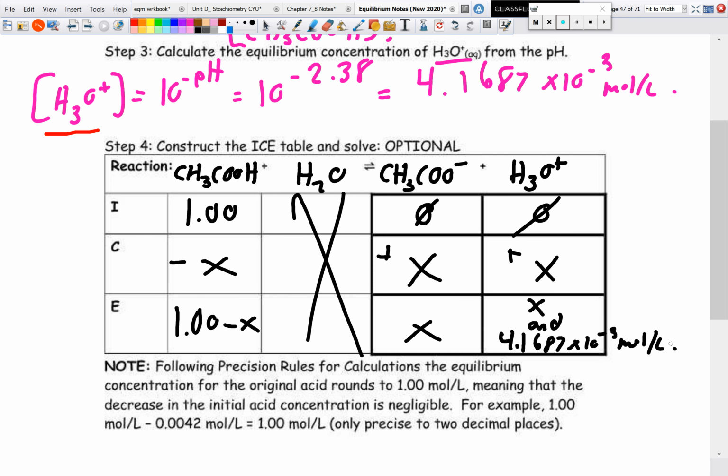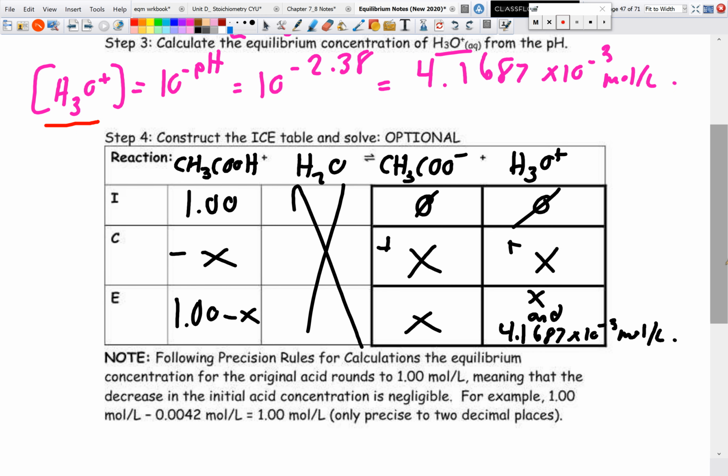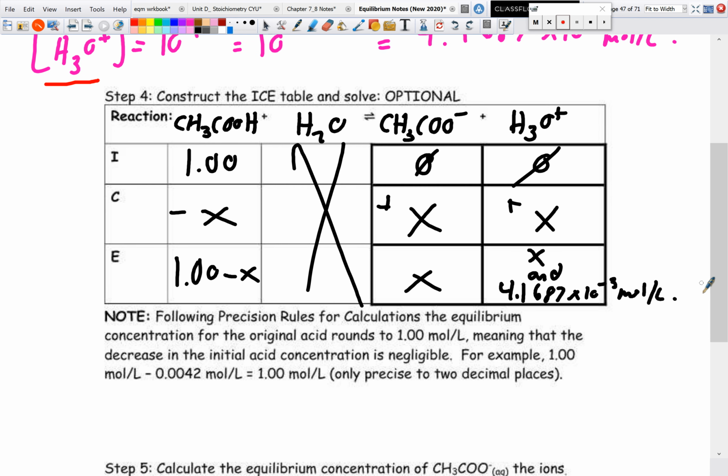Because you can equate two of these to get something. Now, there is a little note here on the precision rule, and that is basically if you do have an extremely small number, let's say x is super small and we try to subtract it from 1, then the 1 is kind of unaffected.